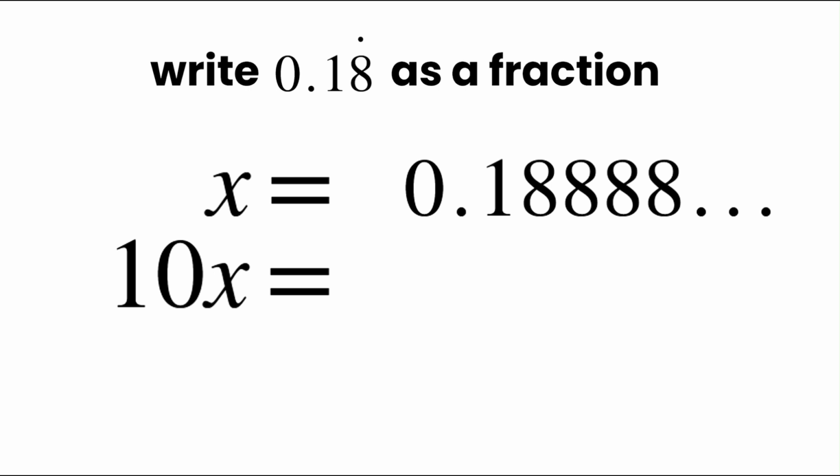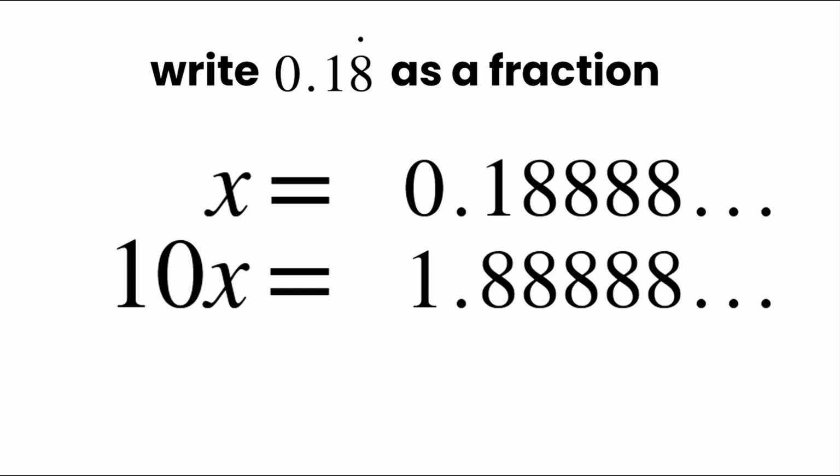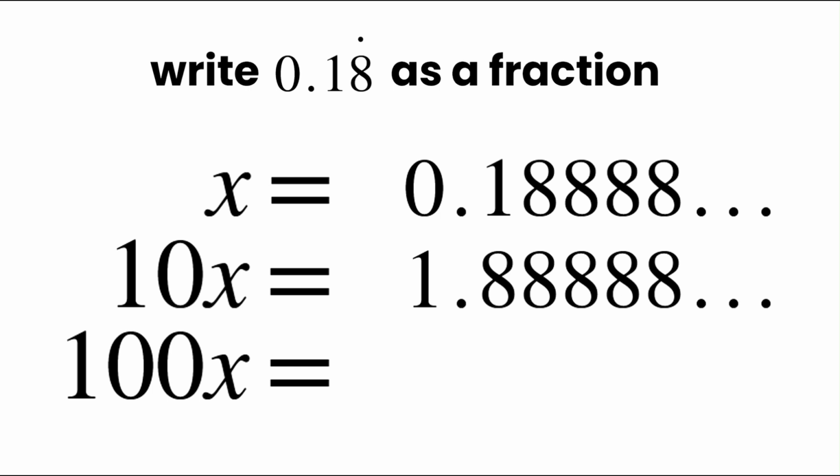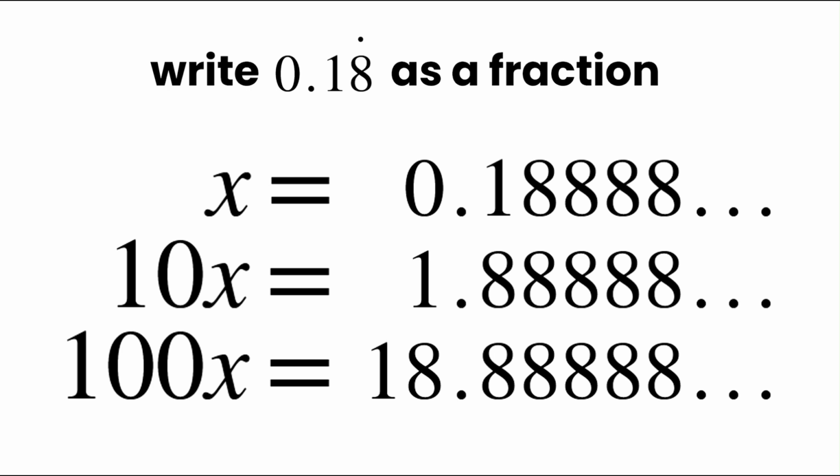What would happen if we times x by 10? Well, as we know from place value, we'd be shifting all of those digits over the decimal point by 1. This gives us 1.8 recurring. Now what would happen if we times x by 100? This is exactly the same as before. We're going to shift everything over that decimal point to give us 18.8 recurring.